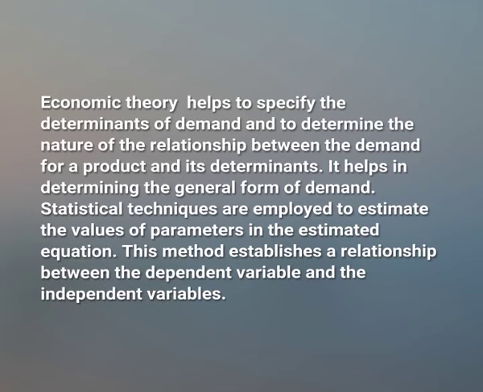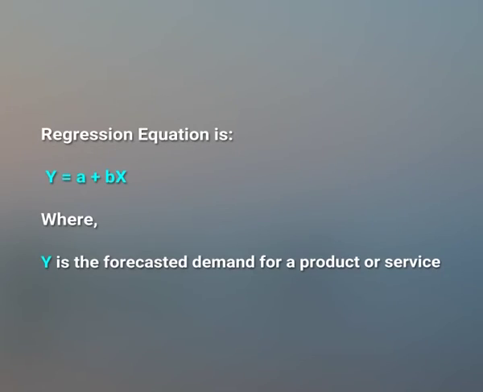This method establishes a relationship between the dependent variable and the independent variables. Thus, in this case, the quantity demanded is the dependent variable, and income, the price of goods, the price of related goods, the price of substitute goods, and so on are independent variables. The regression equation is derived assuming the relationship to be linear. Regression equation is y = a + bx, where y is the forecasted demand for a product or service.